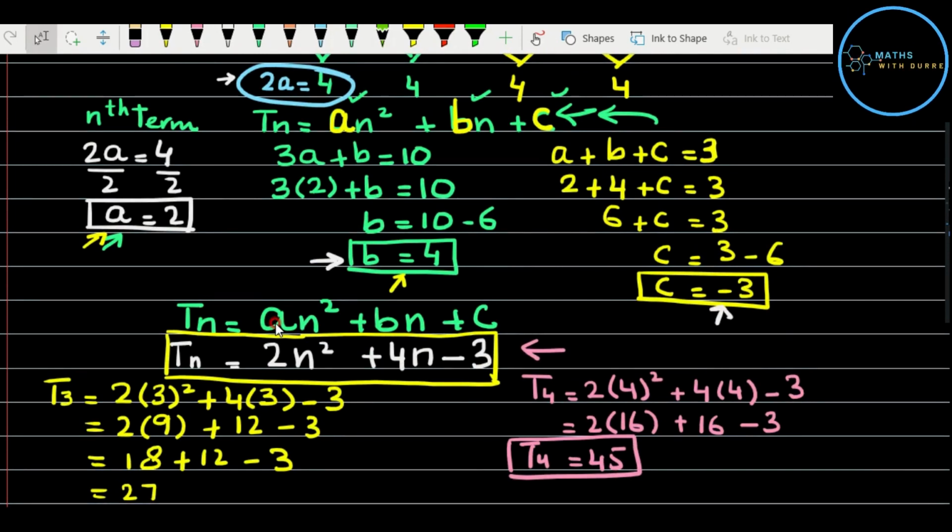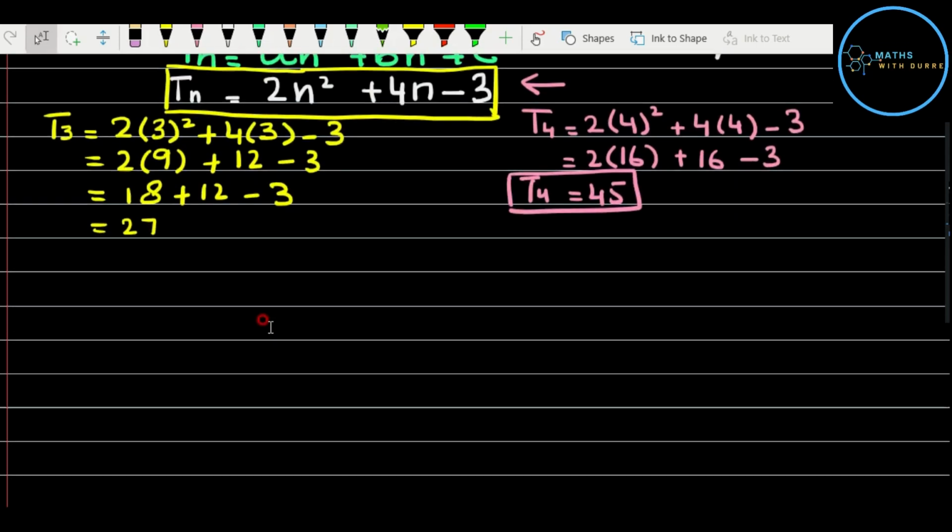This is how you can easily calculate the nth term of a quadratic sequence. Here I am writing a few questions for practice. You can stop the video and practice the questions. Here are some practice questions.